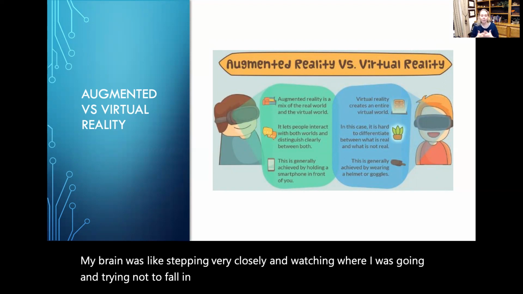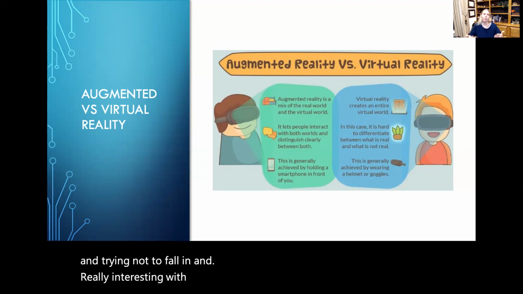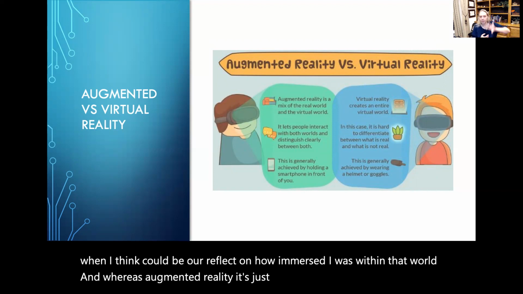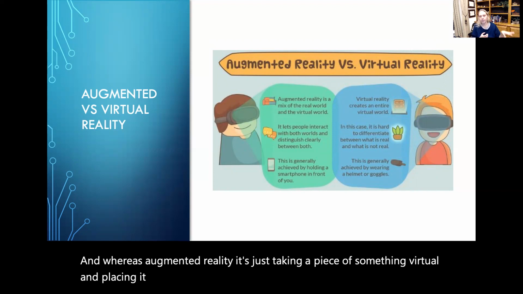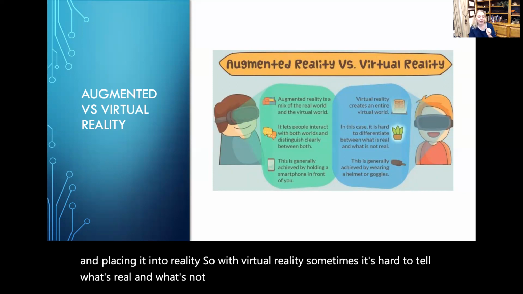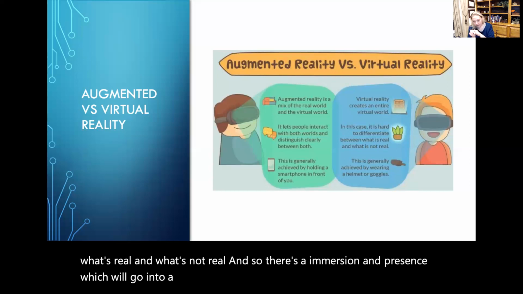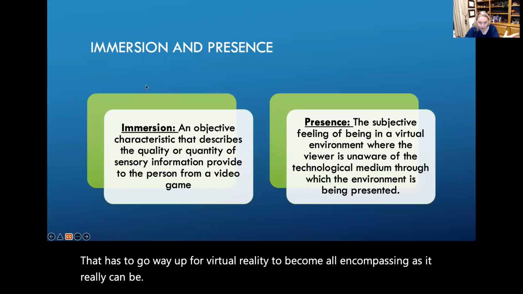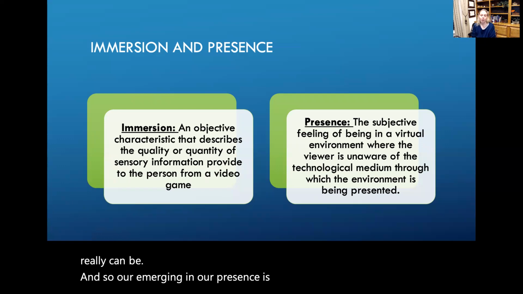What's really interesting about virtual reality is that when I think of VR, I reflect on how immersed I was within that world. Whereas augmented reality is just taking a piece of something virtual and placing it into reality. With virtual reality, sometimes it's hard to tell what's real and what's not real. So there's immersion and presence, which we'll go into a lot later. That has to go way up for virtual reality to become all-encompassing as it really can be. Our immersion and our presence are two very important concepts.